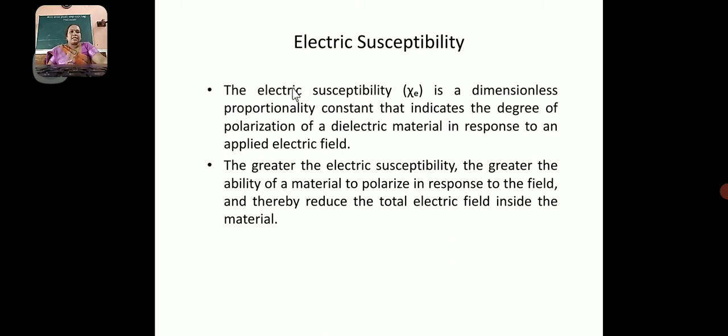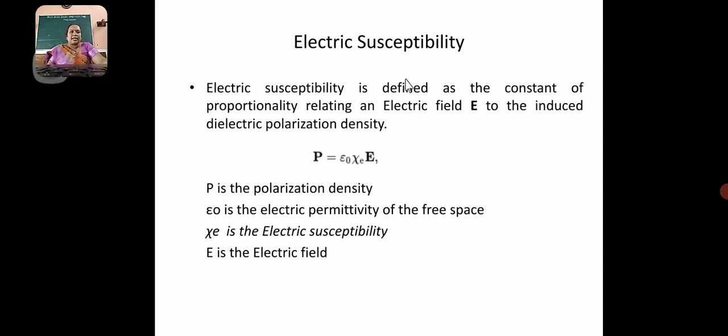So electrical susceptibility is defined as the constant of proportionality relating an electric field E to the induced dielectric polarization density. P is equal to epsilon naught psi E.